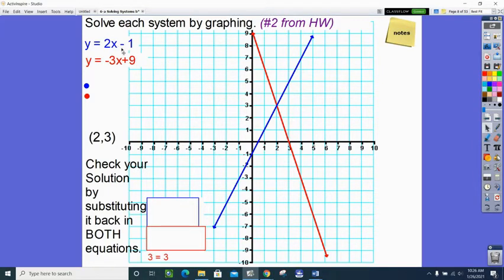So I'm going to put it in the blue equation and check it. And I'm going to put it in the red equation and check it. And they both check out. So I feel 100% confident that the solution of this system is 2, 3.